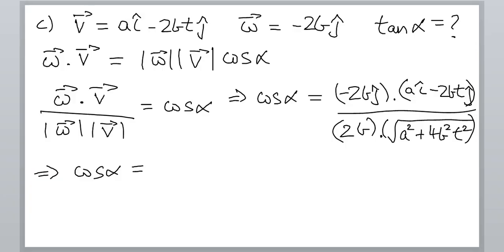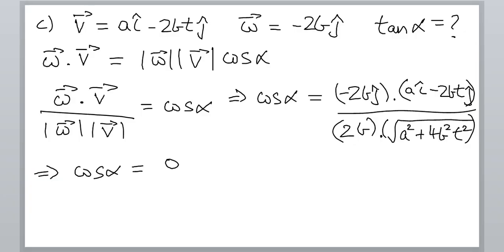First of all, in order to take the dot product in the numerator, we multiply minus 2b j cap with a I cap, but we know that the angle between I cap and j cap will be 90 degree, and the value of cos 90 is 0. So the first term will just become 0. So I don't need to write that. I'll just write a 0 over here.